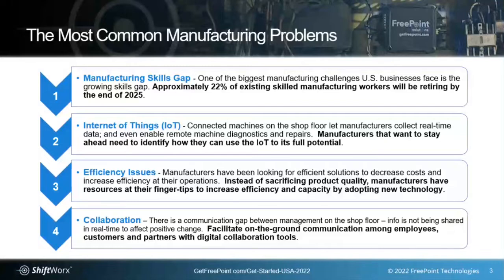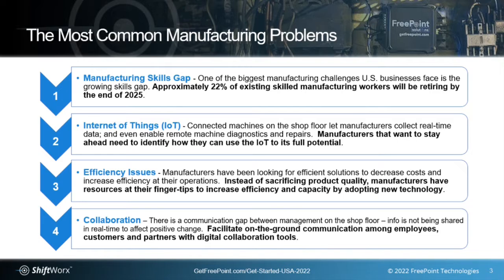And lastly, the biggest problem on the plant floor is collaboration. Outside of work, people are used to communicating quickly, effectively, and instantly. Manufacturing plant floors are still a little bit behind. Communication takes too long. Paper, pencils, end-of-week, end-of-month kind of communication, when really what most manufacturers need on the plant floor is visibility and real-time communication. I hope that you see in this demonstration that the FreePoint ShiftWorx platform addresses all four of those big problems.